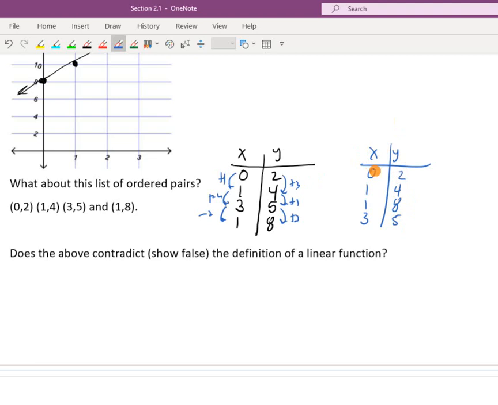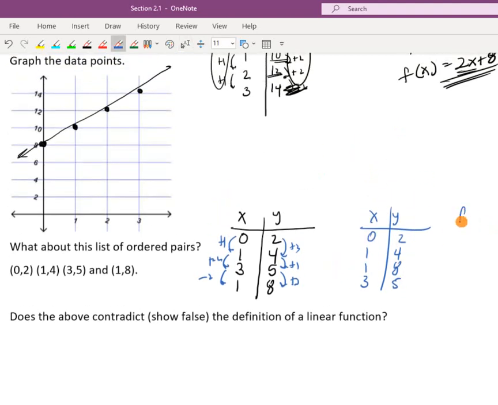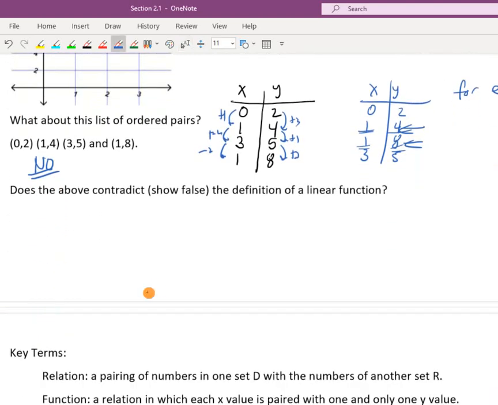Is it a linear function? Well, let's go back up to what we defined a function as. A function said for each x there is exactly one y, or for each input, there's exactly one output. Well, here we have an input of one and it gives me four, but I also have an input of one and it gives me eight. So there it says for each x. In this case, for one, there is how many outputs? There's an output of four and there's an output of eight. There's two outputs there for this x value of one. That contradicts the definition of a function. This is not a function.